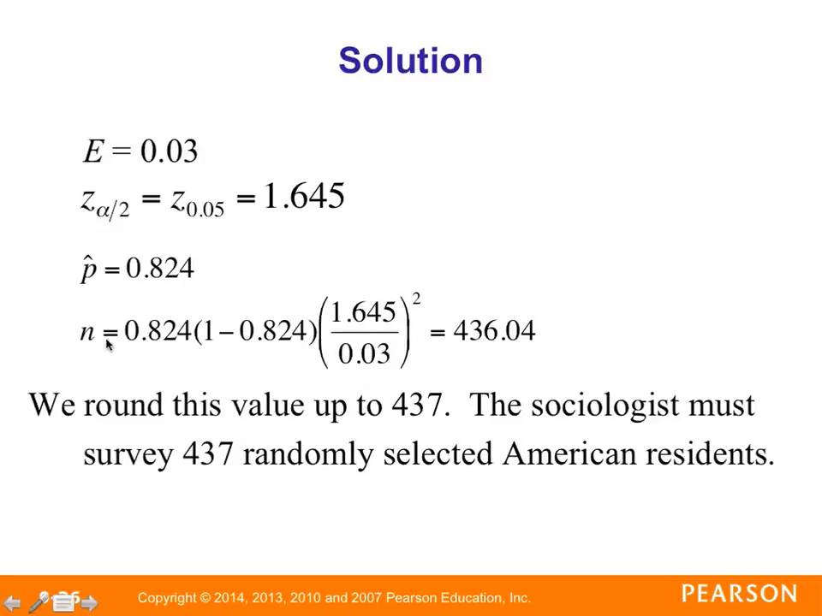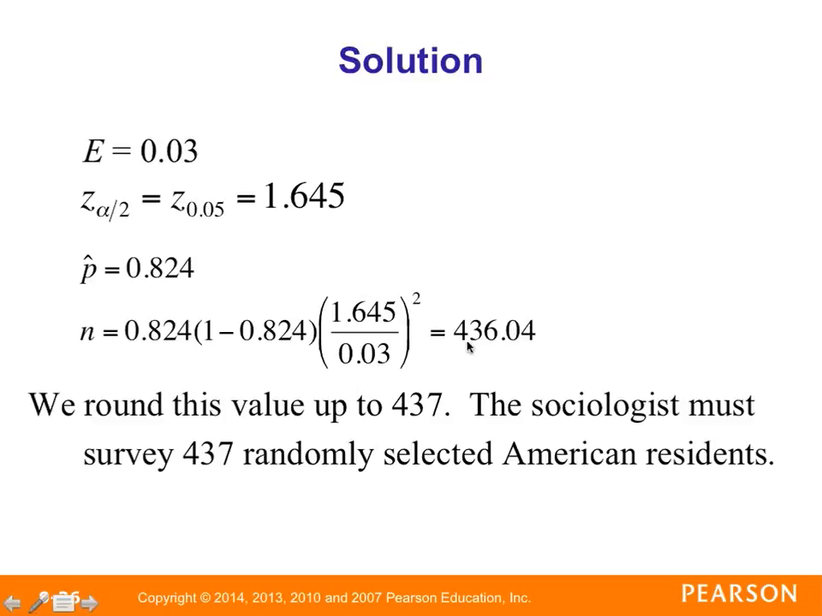So we just do our n calculation by taking our p hat, which is 0.824, multiplying by 1 minus p hat, and then we take 1.645, which is our critical z value, divide it by the margin of error that we're happy with, and then we square just that part of the value, and you should get 436.04. Now, one really important thing to note, so that you get these correct when you do them in your homework and on your quizzes, is that you always round up. So for sample size calculations, we have to round up every single time.